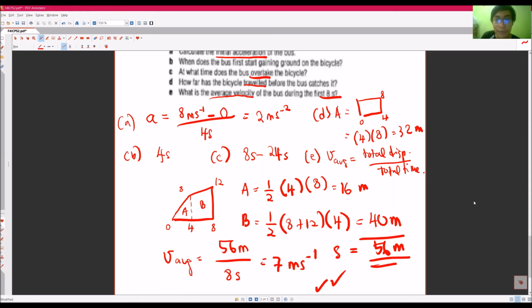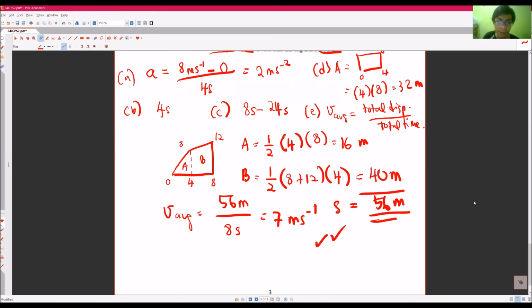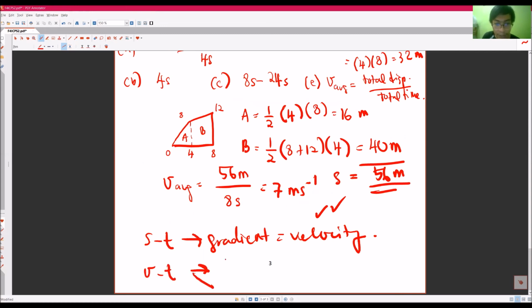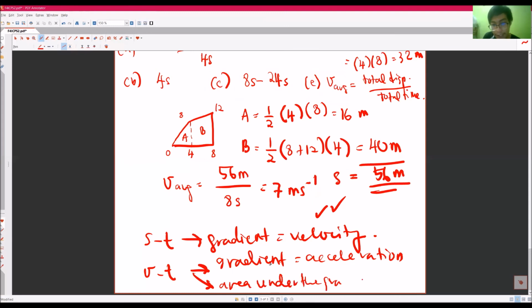So make sure that you remember that when we have the displacement time graph, the gradient is the velocity. But for the velocity time graph, it has two extra pieces of information. The gradient is the acceleration. Area under the graph is the displacement. Okay, that's all from me.